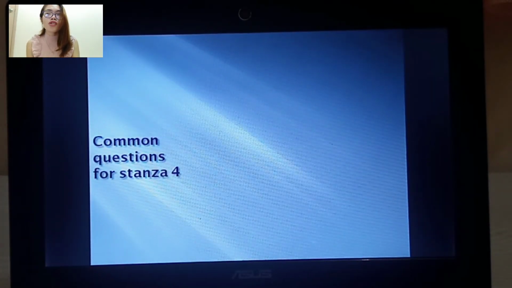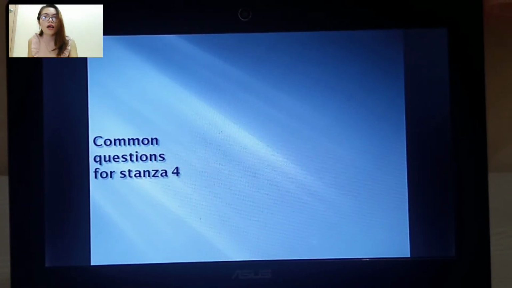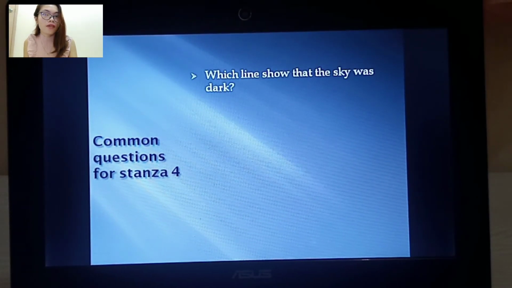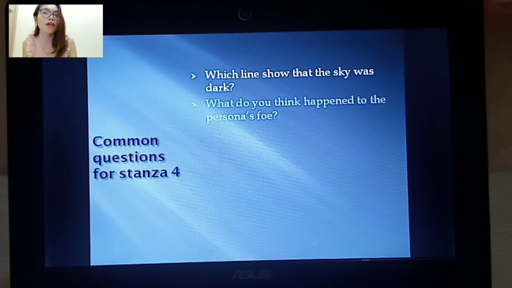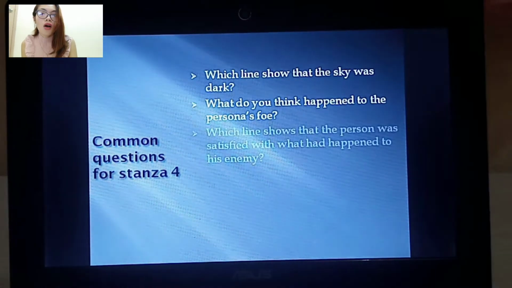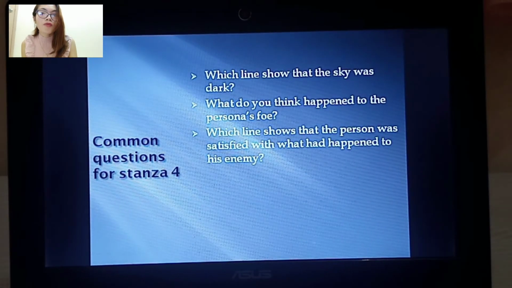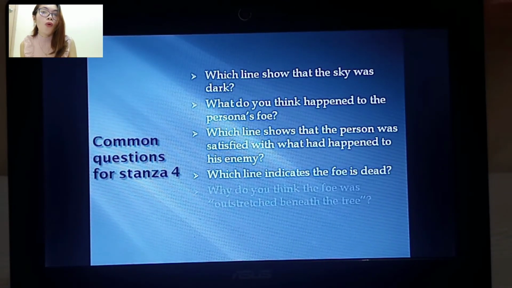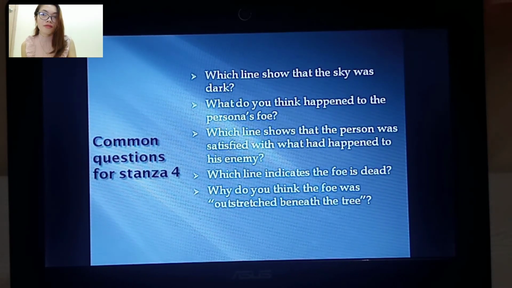So here are the common questions for stanza 4. Which line shows the sky was dark? What do you think happened to the persona's foe? Which line shows that the persona was satisfied with what happened to his enemy? Which line indicates the foe is dead? Why do you think the foe was outstretched beneath the tree?